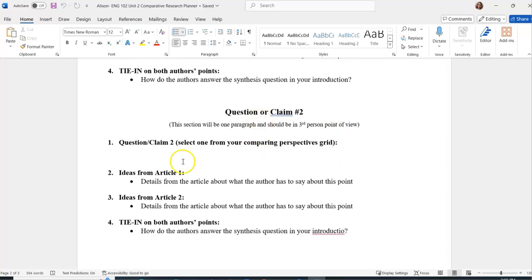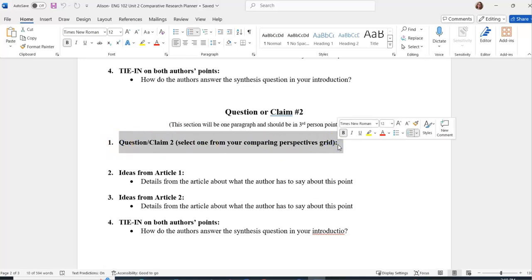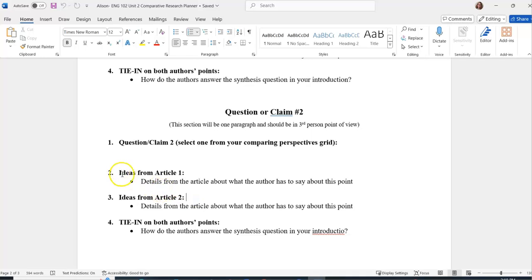Then you'll repeat that process with your second question from your comparing perspectives grid. And remember, this should be like the big two, the two most important ideas that are brought up in those articles. If you want to write it as a question, you can. Otherwise, you can restate it as a claim statement. But again, you're going to tell me how both articles answer that mini question, if you will.